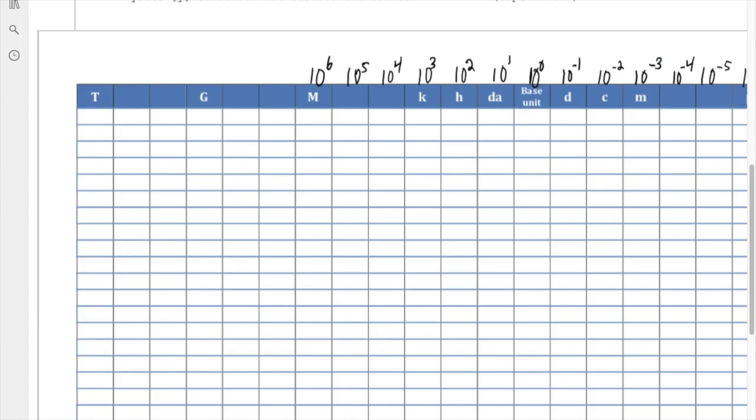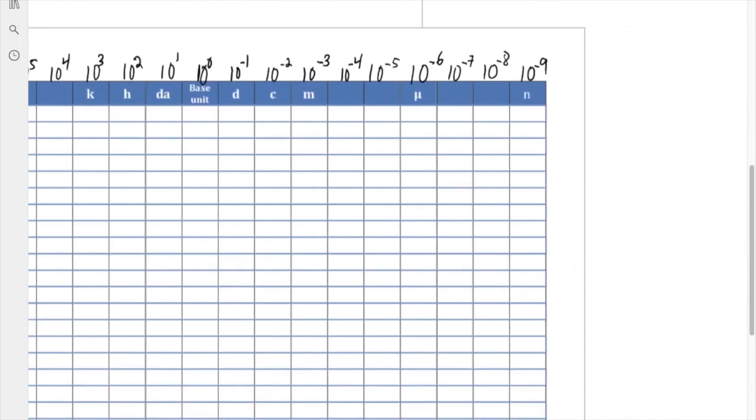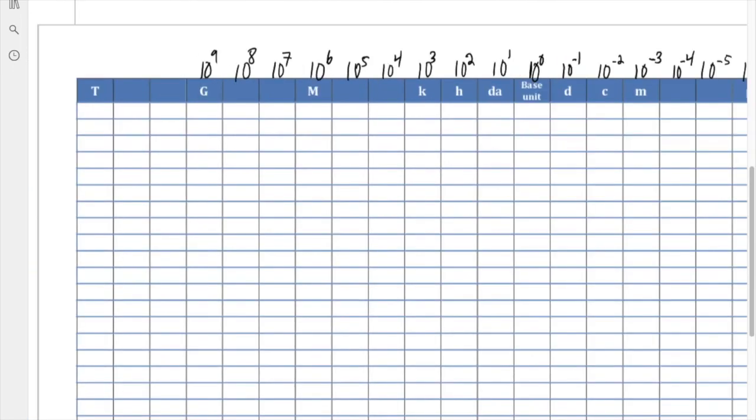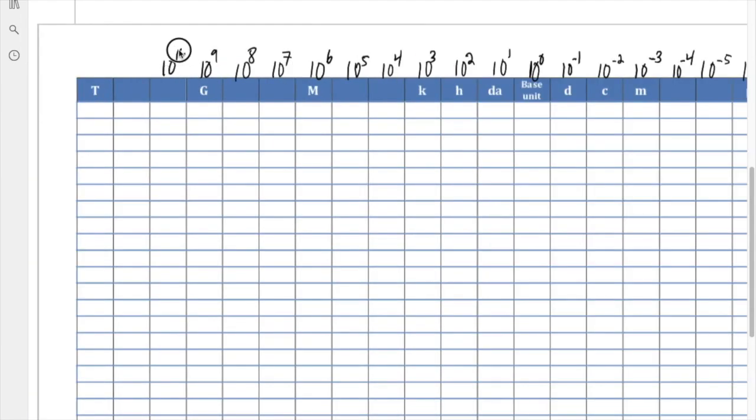And then continuing, no names for these columns, but that's 10 to the 7. That would be 10 to the 8. And giga is 10 to the 9. Giga stands for billions, where nano stands for billionths. So giga, billions, nano, billionths. Next column is 10 to the 10, 10 to the 11, and tera is 10 to the 12. And that's trillions. All right, so that's all fine and well.